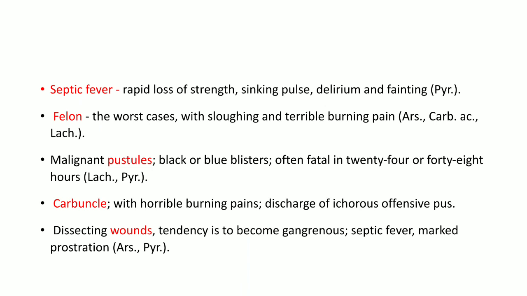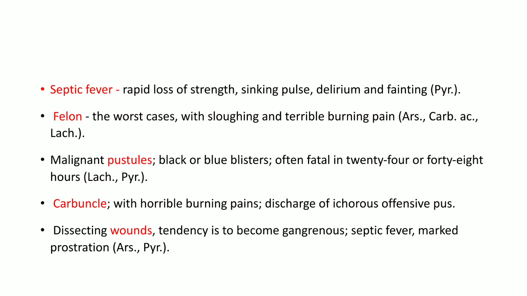Again, it is indicated in septic fevers with rapid loss of strength, sinking pulse, delirium and fainting. Fever with loss of strength, prostration, sinking pulse, delirium and fainting. Again, it is indicated for felon, the worst type, that is with much sloughing and burning pain. That is, malignant type of ulcers or skin lesions are the key point. Again, malignant pustules, black or blue blisters, often fatal in 24 or 48 hours. That much malignancy or the worst condition or the sinking condition is noticeable.